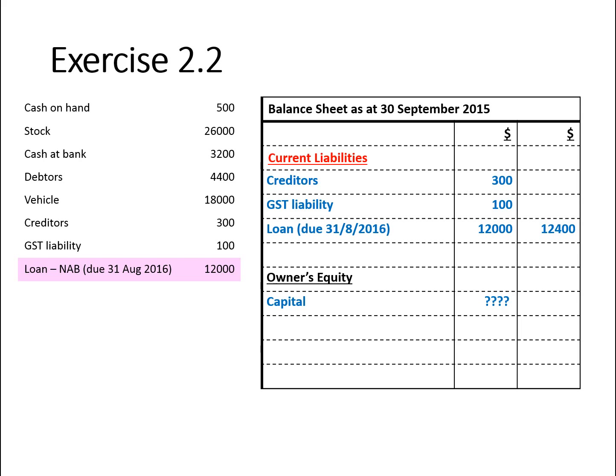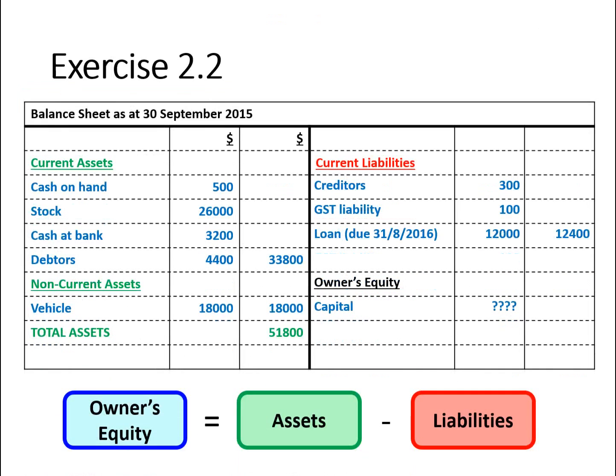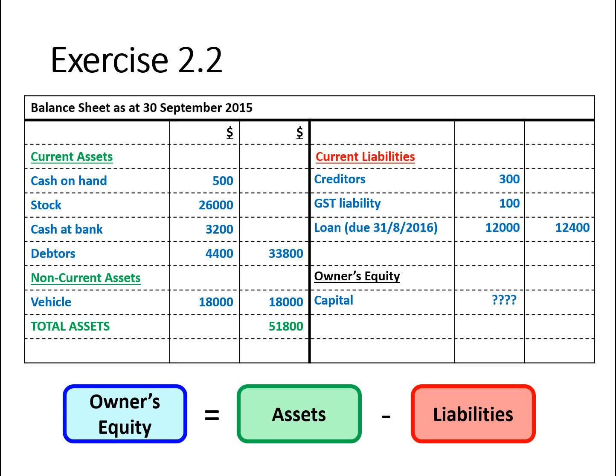We'll then move on, total those up, and go down to owner's equity or capital. We haven't been given that amount, so we're going to need to readjust the accounting equation. And there's our full balance sheet, and we'll need to calculate owner's equity by doing assets minus liabilities. So our assets are 51,800, our liabilities are 12,400, so therefore our owner's equity is 39,400. So we'll put that in as our capital figure.